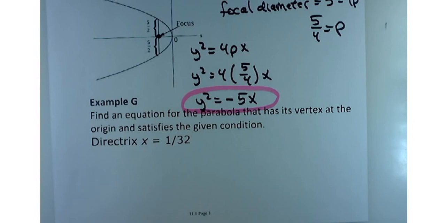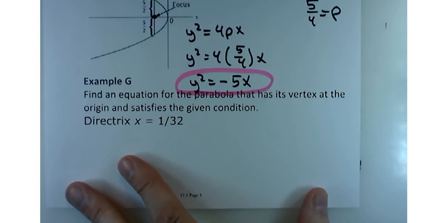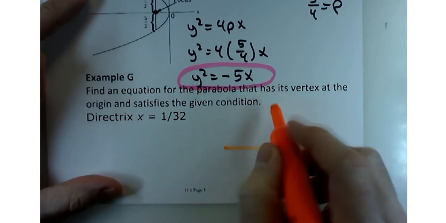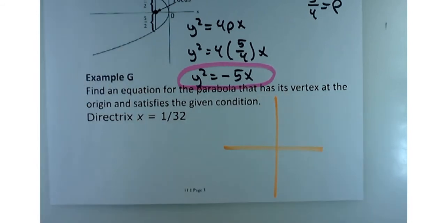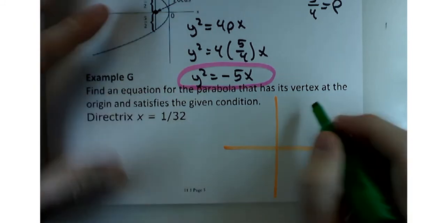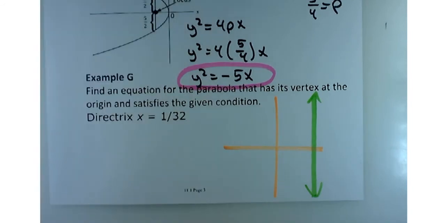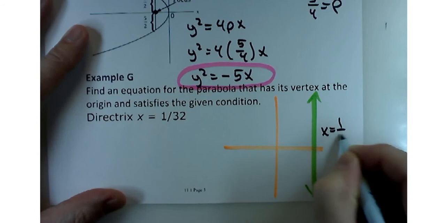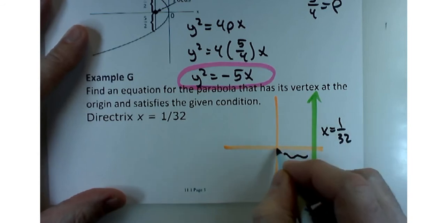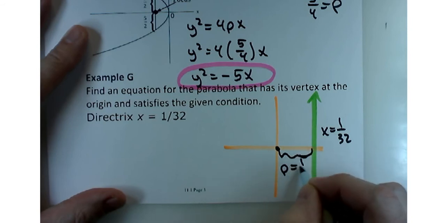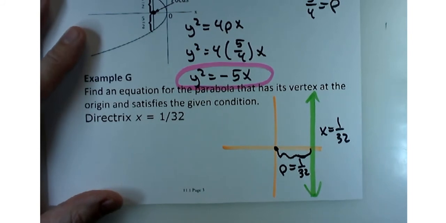And we'll do a couple more here. Example G gives us a directrix at x equals 1/32. That's pretty tight. Let's see if we can't draw that. I'm going to zoom in greatly on this scale. So right here, that's x equals 1/32. Assuming that that's our origin, that tells me that p equals 1/32.